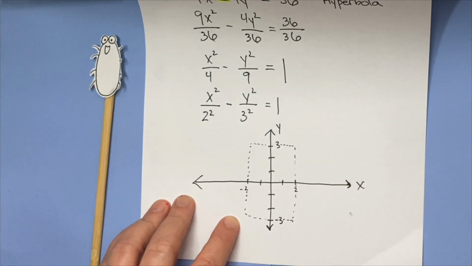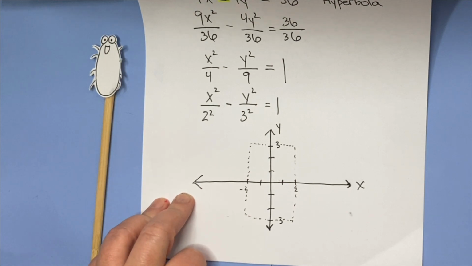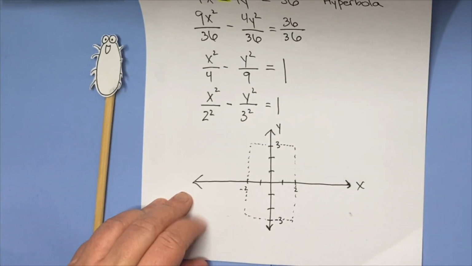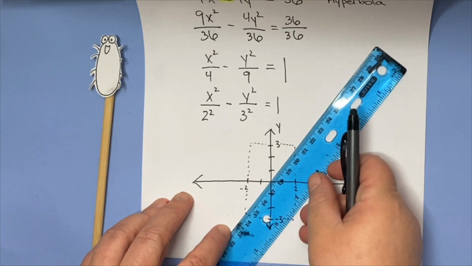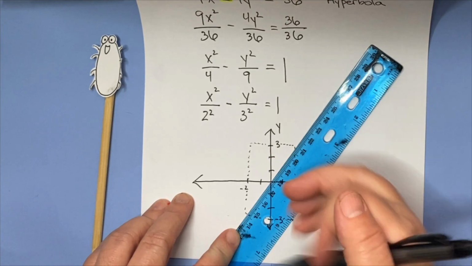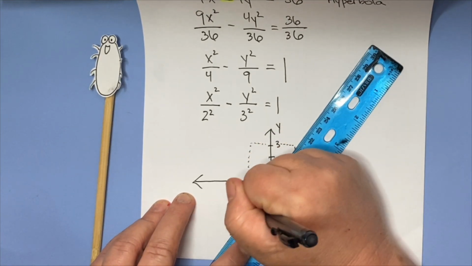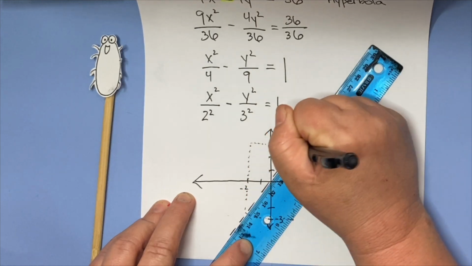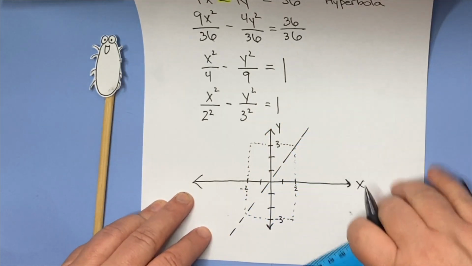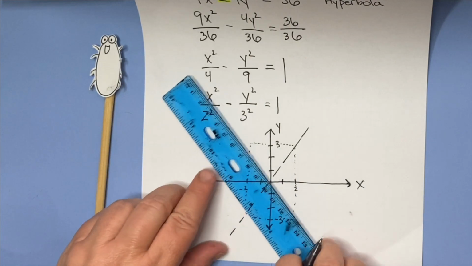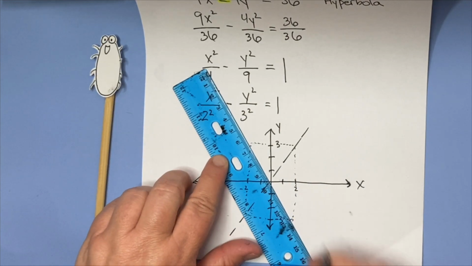And what we're going to do is, I'm going to bring out my handy dandy ruler. We're going to draw a line that goes through there, dotted line there. And I'm going to draw another one that goes through here.